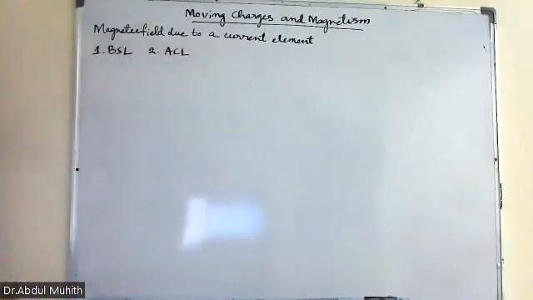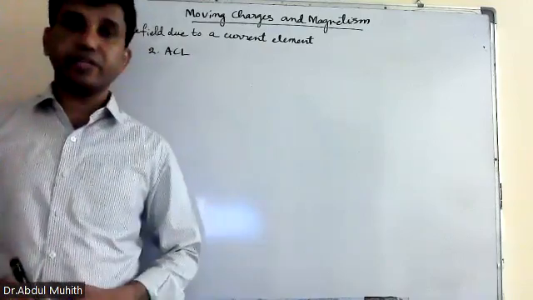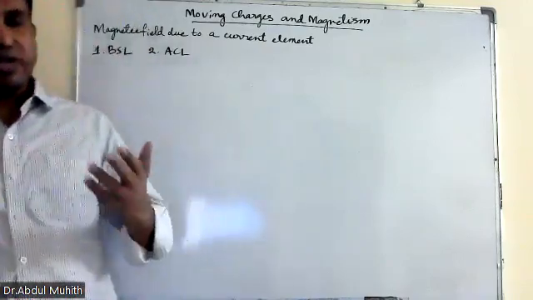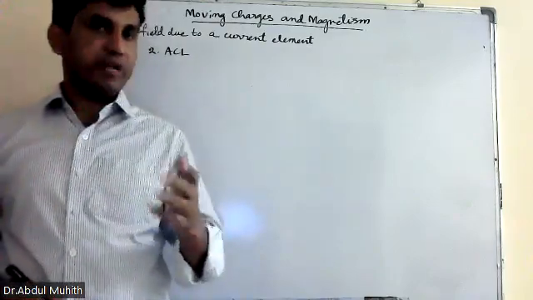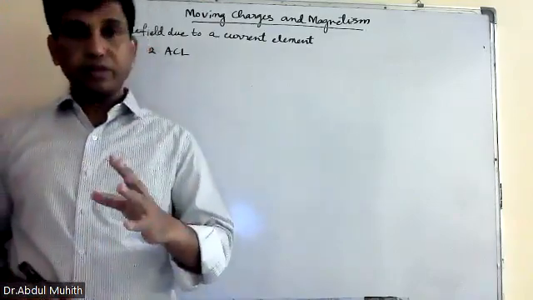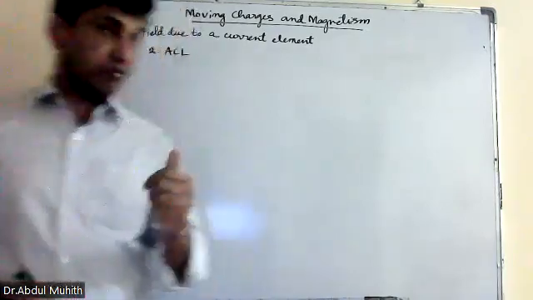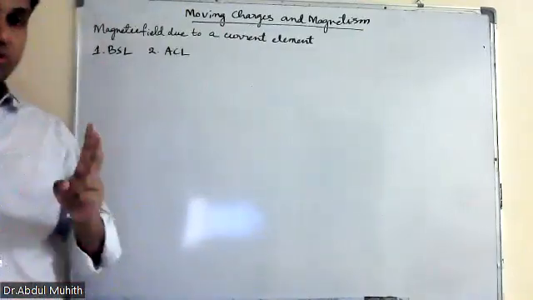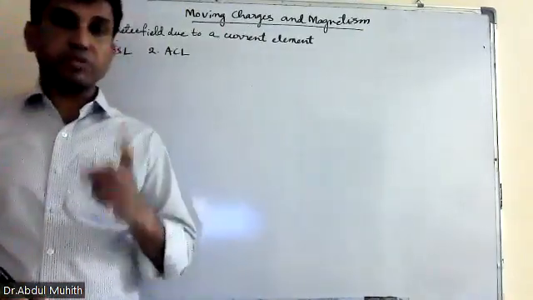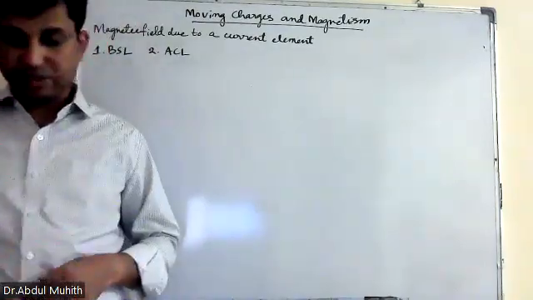Suppose we want to find out the magnetic field around a current carrying conductor, maybe a long wire, or a coil, or a solenoid, or a toroid. You want to find out the magnetic field around it. So there are 2 laws which explain this. One is the Biot-Savart law, the second one is Ampere's circuital law. These 2 people have explained the magnetic field around a current carrying conductor.